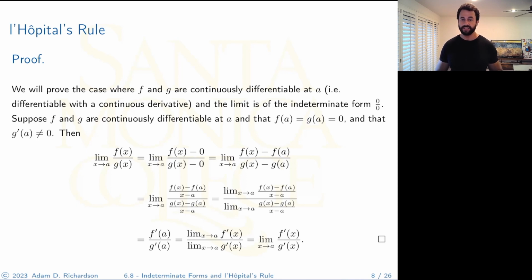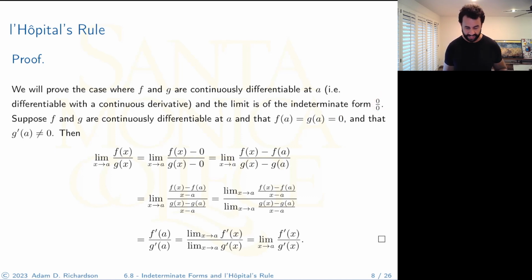Let's suppose f and g are continuously differentiable at a, and that f of a equals g of a, which equals 0. And that makes sense because since f and g are already differentiable at a, that means they must be continuous at a as well. And so the limit as you approach a of f has to be f of a, and the limit as you approach a of g has to be g of a. But since we have an indeterminate form, those both need to be 0.